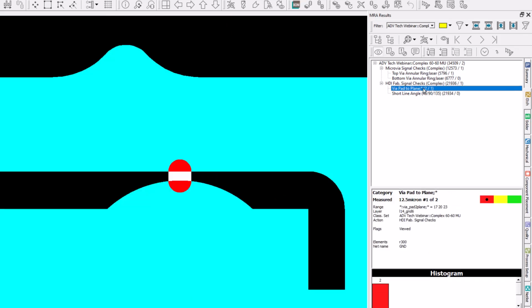Next, we'll look at an HDI layer check, via pad to plane. On HDI layers, it's critical to maintain the proper copper spacing between a copper area and the via pad on a buildup layer. Here we are looking for a 20 micron gap, but the measured value is 12.5 microns.